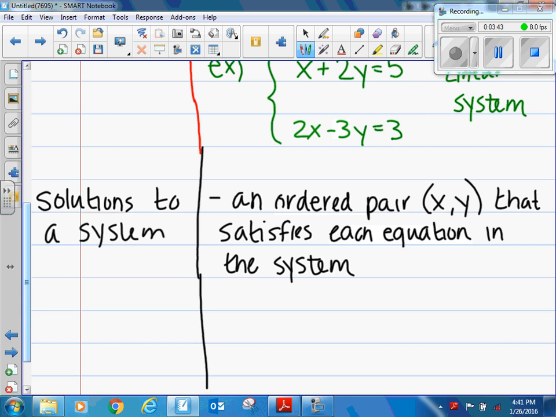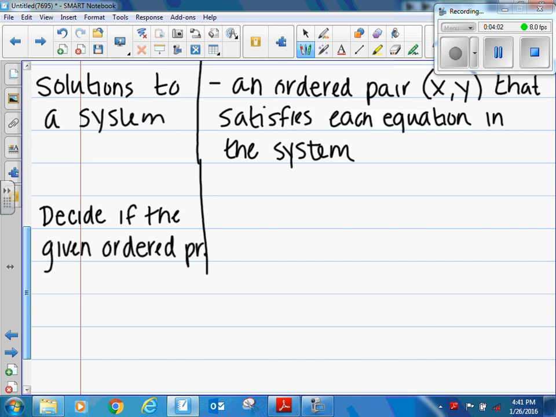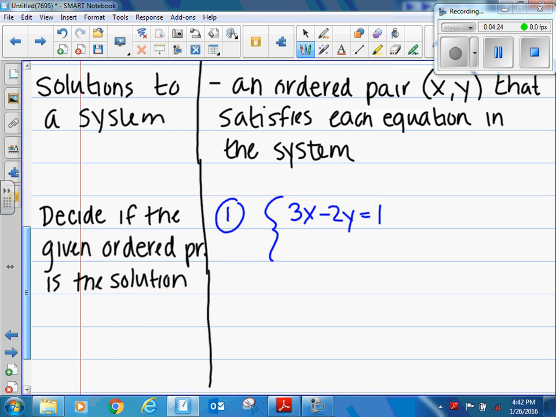So let's look at an example. Okay, we have to decide if the given ordered pair is the solution. Well, how are we going to do that? Let's look at an example. Let's say we have, I'm going to label it 1 because we're going to do more than one of them. Let's say we have the system 3x minus 2y equals 11 and negative x plus 6y equals 7. And we want to know if the given pair, let's say it's (5, 2), is the solution to this system.